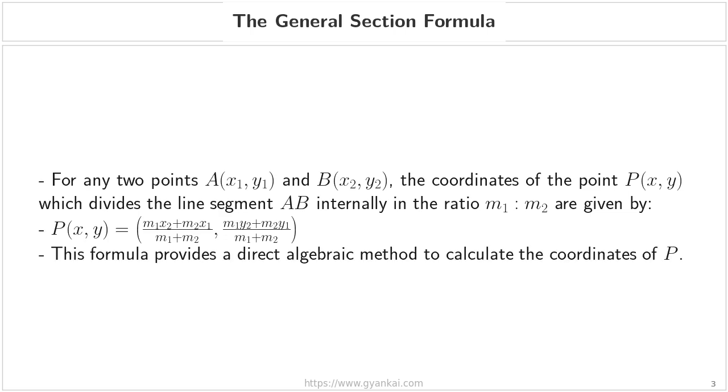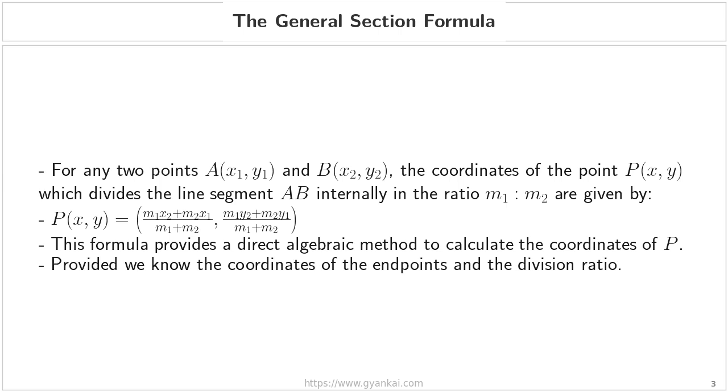What is great about this formula is that it provides us with a direct algebraic method. Instead of having to draw similar triangles and solve for unknown lengths every single time, as we did in our previous lessons, we can jump straight to the answer. As long as we know the coordinates of our two endpoints and the specific ratio we are working with, we can calculate the exact position of point P immediately. In the next few slides, I will show you exactly how to apply this step by step. Now that we understand the concept of a point dividing a line segment into a specific ratio, let's look at the actual tool we will be using, the general section formula.